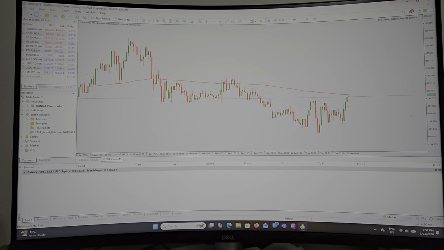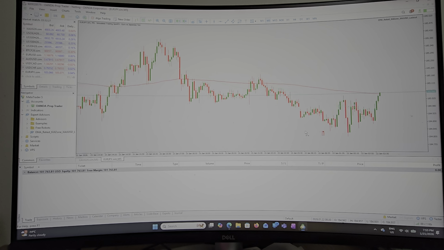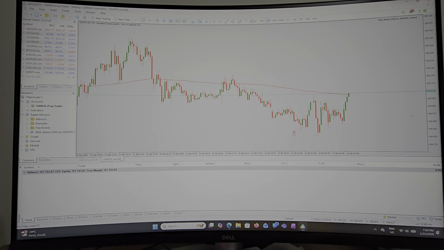So I saw this. Where's the draw arrow? Give me an arrow. So I saw the zone. How do you draw on here? I do not know how to use it. Anyways, I saw this break of structure right here on Euro JPY from a downtrend.